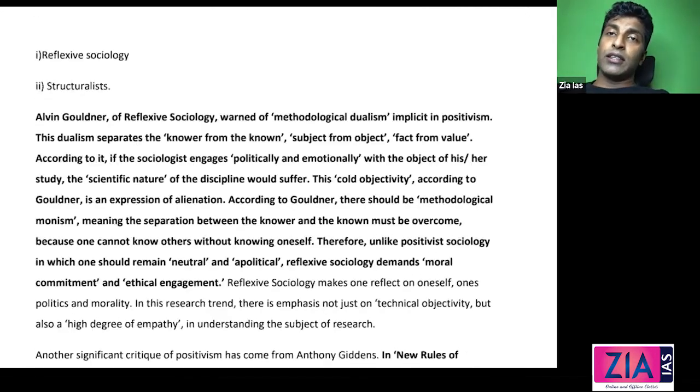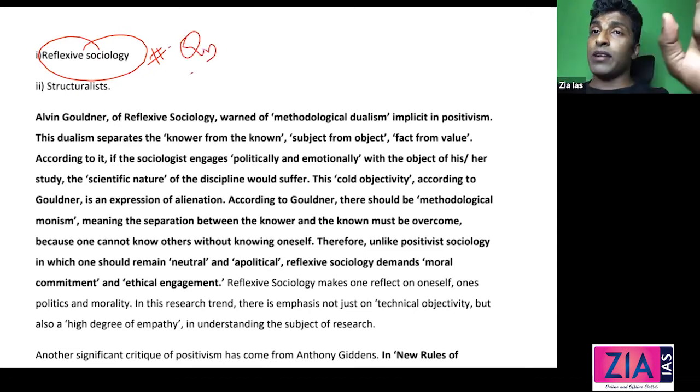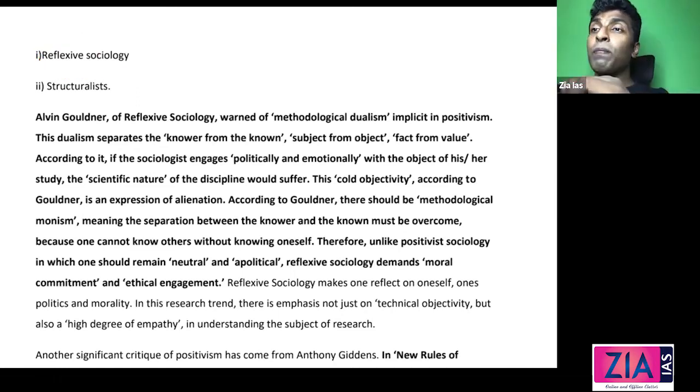Here, just read this in case you don't know about reflexive sociology. This can be a question. This can be a 10 marker. Why can it be a 10 marker? People will say that it is not there in the syllabus, but it is there in the syllabus. How? The topic is positivism and its critique. Any critique to positivism, any other approach can be asked.